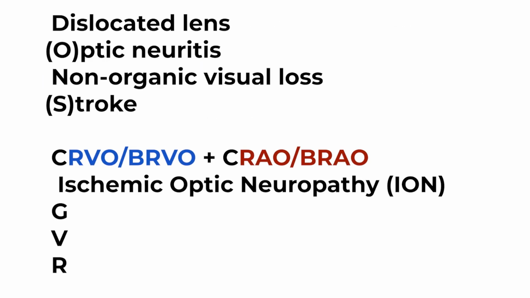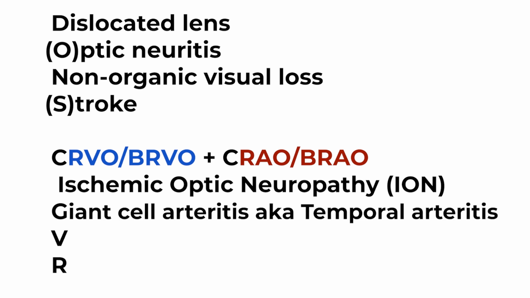The G in Don Cigar stands for giant cell arteritis, or GCA. It's also known as temporal arteritis. I have the I and the G linked together because giant cell arteritis is a type of ischemic optic neuropathy like we just went through. But the mnemonic would sound weird without the G, so now you have two reminders to not miss GCA.